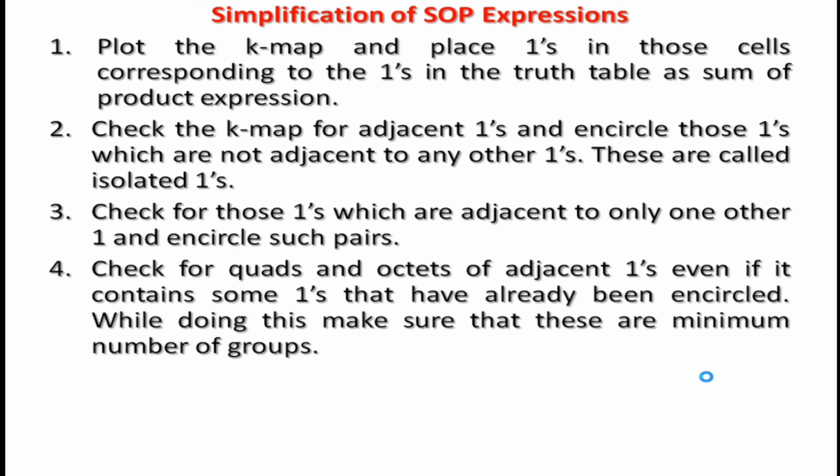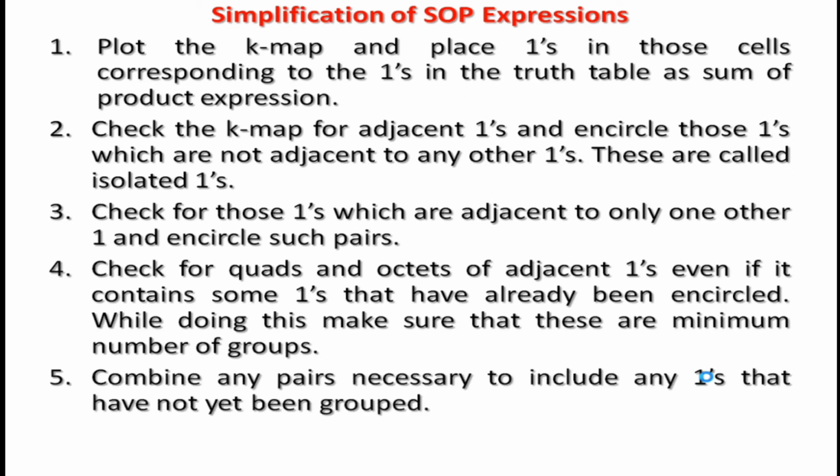The fourth step is to check for quads and octets. Quads are groups of 4 ones and octets are groups of 8 ones where each one is adjacent to each other. Even if the group contains some ones that have already been encircled, you have to group them, but while doing this you have to ensure that there is a minimum number of groups.